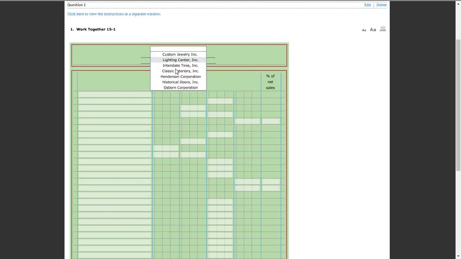So on the very top, we're going to choose the name of our business, which is Interstate Tires. The name of our document is an income statement, and then the date. It does say it's for year ended December 31st. Income statements are always prepared for the fiscal period, meaning we are going to say for year ended, for month ended. It's not going to be for a specific date. So I'm going to go ahead and put in for year ended, December 31st of the current year.